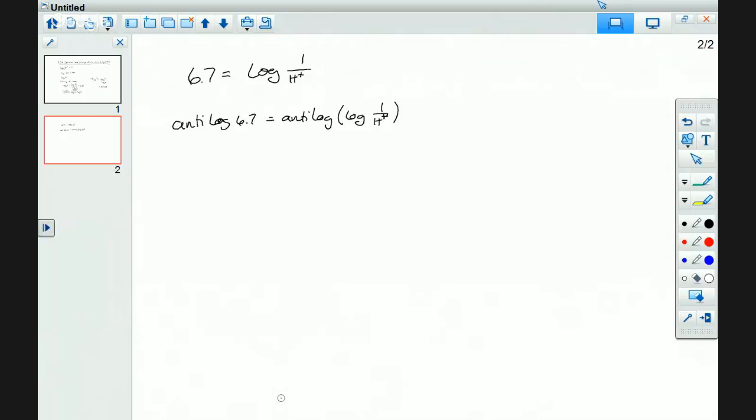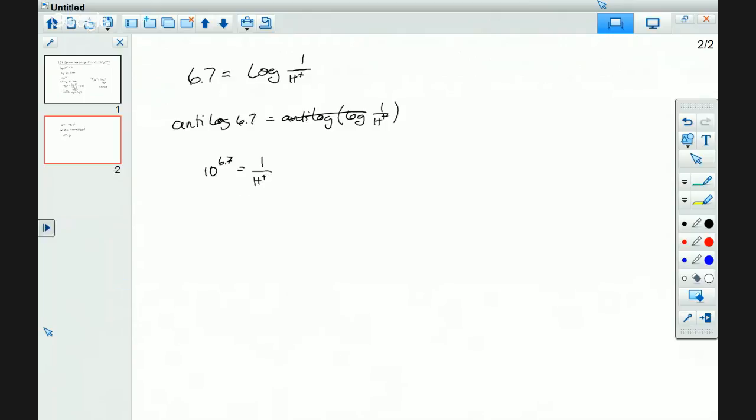Why do they use the anti-log? Supposedly they're inverses, right? So these would cancel. But what is the anti-log? Is there an anti-log button on your calculator? No. It's an exponential, right? So if we're teaching inverses properly, what we should do is change that to an exponential. Okay, 10 to the negative 6.7 equals 1 over h plus, right?